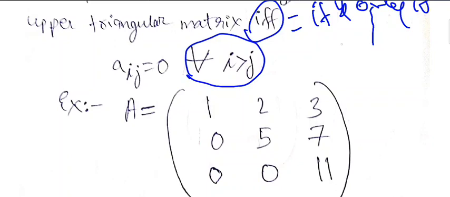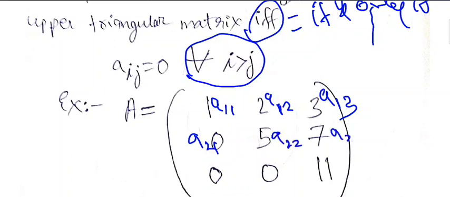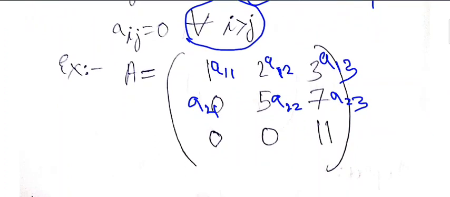Now you can clearly analyze this. This will be A11, this will be A12, this will be A13. This will be A21, this will be A22, this will be A23, and so on and so forth. If we keep on writing, this will be A31, A32, and A33.